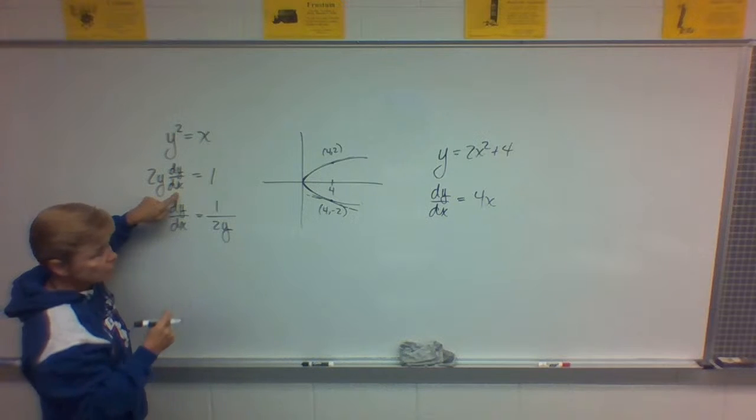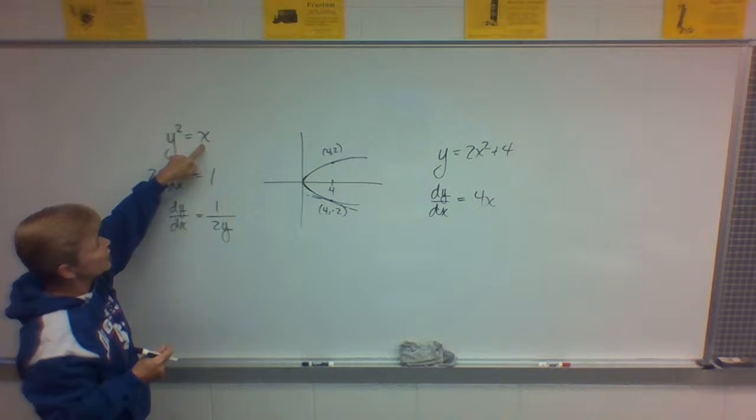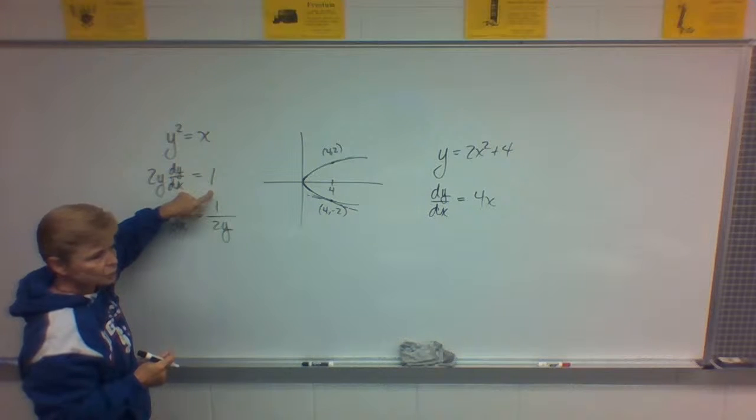Why does it equal 1? Because the derivative of x is 1. That makes sense. The derivative with respect to x over here is still just what it's always been with respect to x, which is 1.